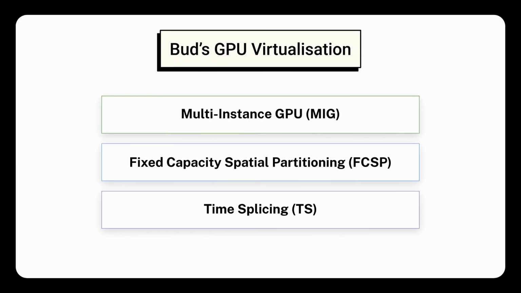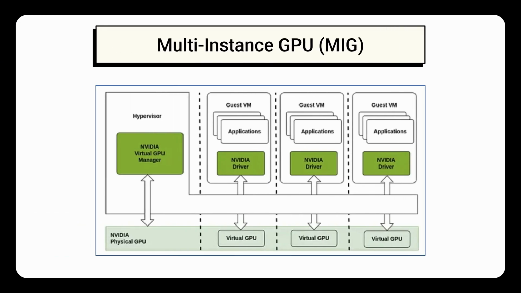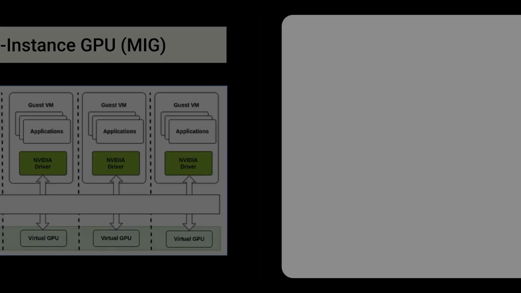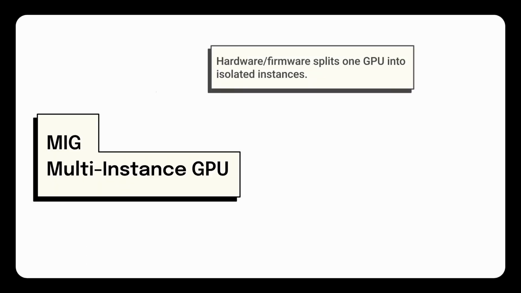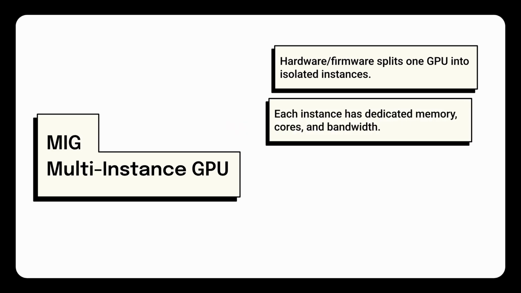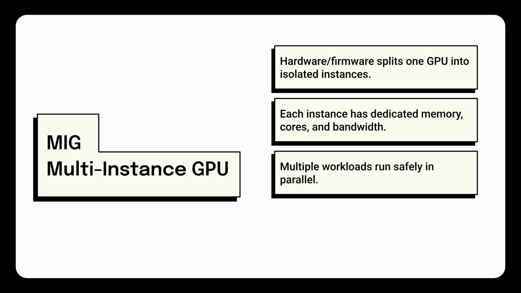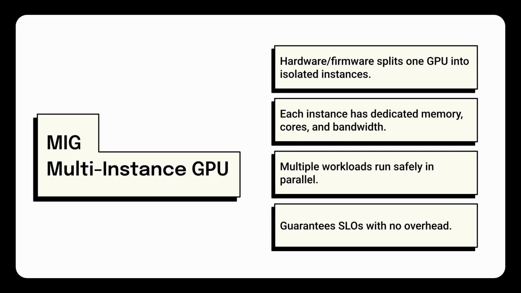Bud AI Foundry's GPU virtualization engine uses 3 different methods to make sure every workload gets predictable performance, strong isolation, and maximum efficiency, regardless of the GPU model or vendor. First, for high-end GPUs that already support hardware-enabled virtualization, we use multi-instance GPU, or MIG. MIG lets us split a single physical GPU at the hardware and firmware level into multiple isolated GPU instances. Each instance has its own dedicated memory, compute cores, and bandwidth, so multiple workloads can run side by side on the same GPU safely and efficiently without interfering with one another, guaranteeing SLOs without any overhead.